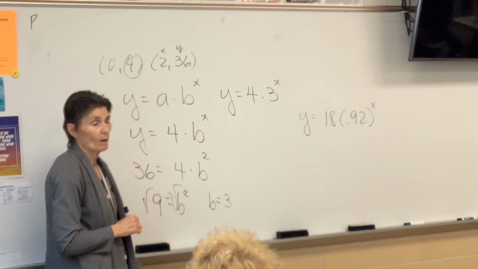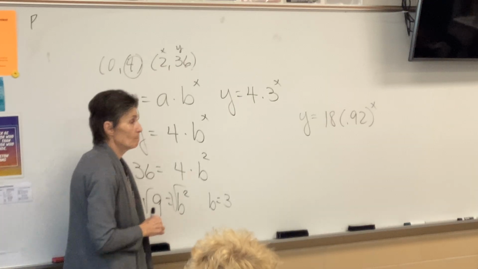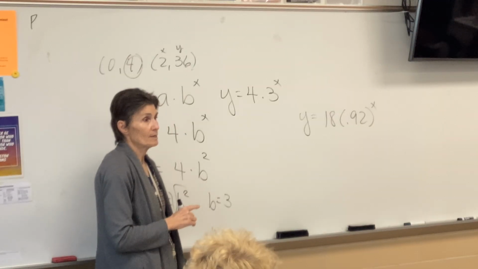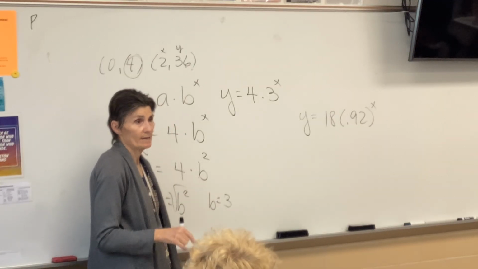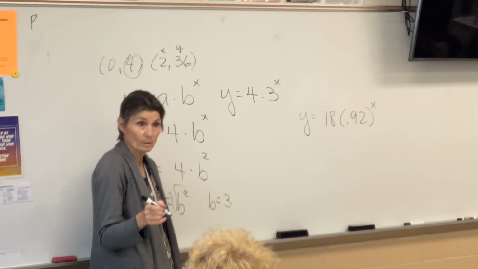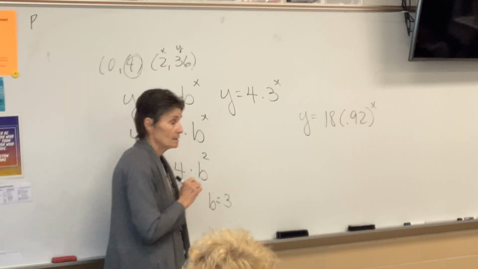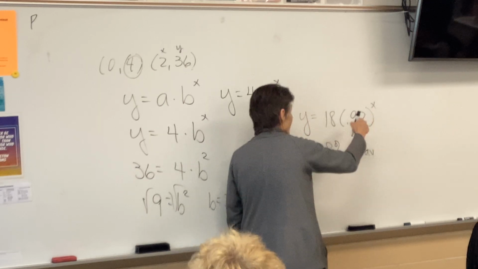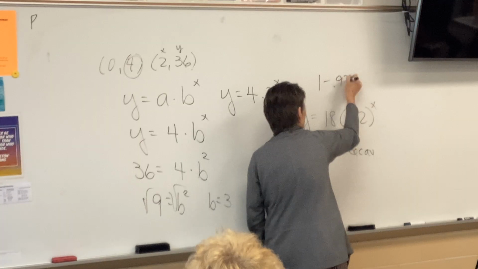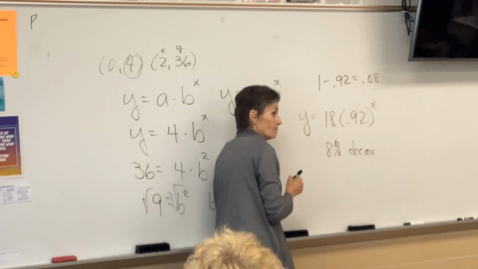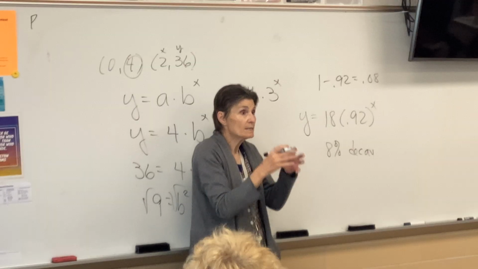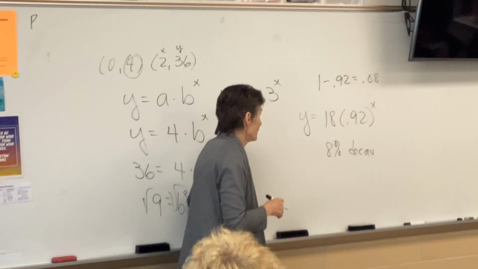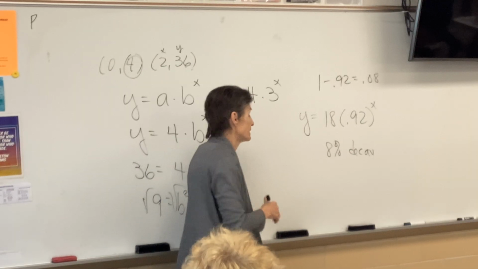It's a growth or decay problem. Decay, because this number is less than 1. How much less than 1 is it? 0.08, which is 8%. Yep. So this is 8% decay, because 1 minus 0.92 is 0.08, or 100 minus 92 is 8. And what is the initial value? 18.